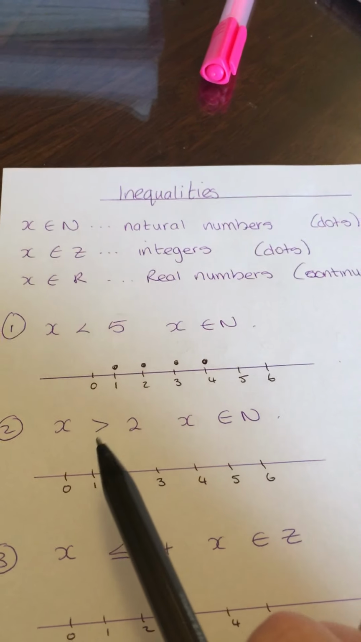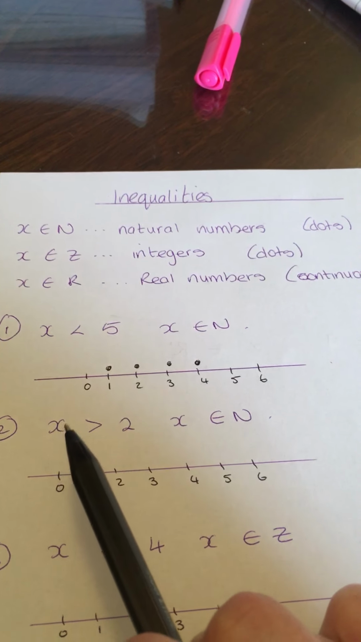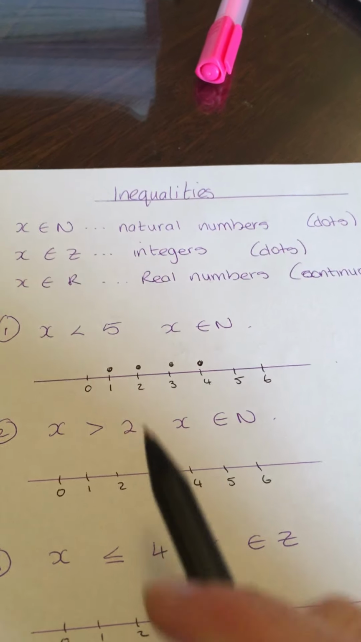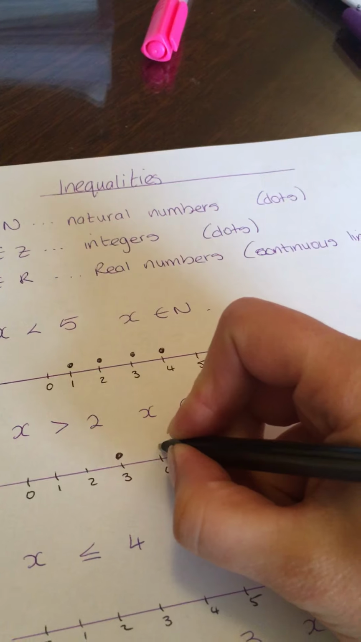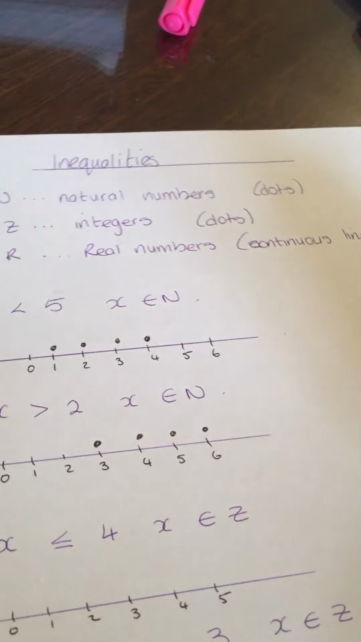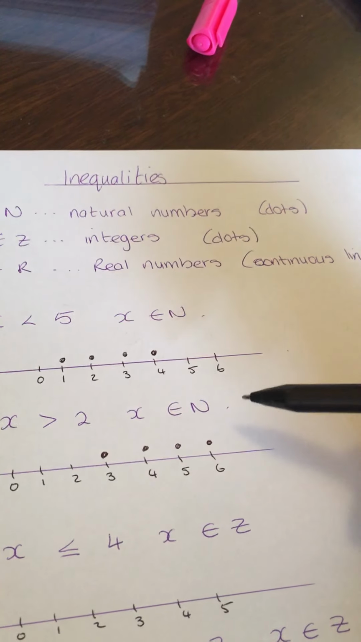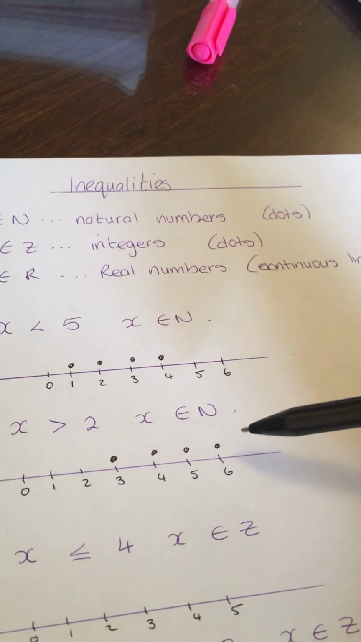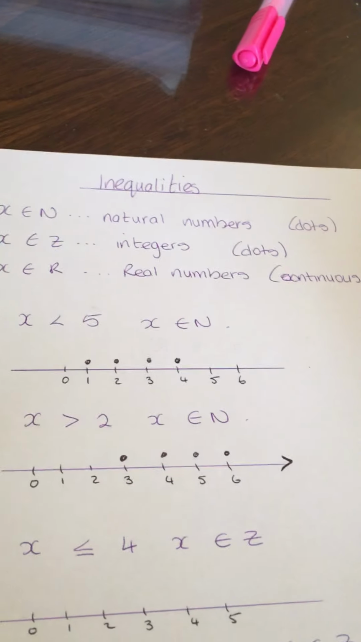Okay, the next one, so x is greater than 2. This time the open part is pointing towards x, so x is greater than 2. And x is a natural number. So if x is greater than 2, the first number that it can be is 3, 4, 5, 6. But actually it's going to keep going infinitely because we can't get to the very highest natural number. We know that x is greater than 2, but that can go on infinitely. So to show that, we need to put an arrow at the end here.